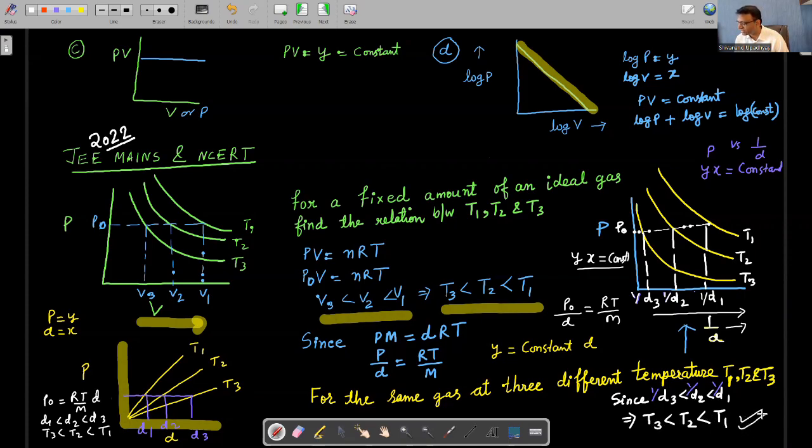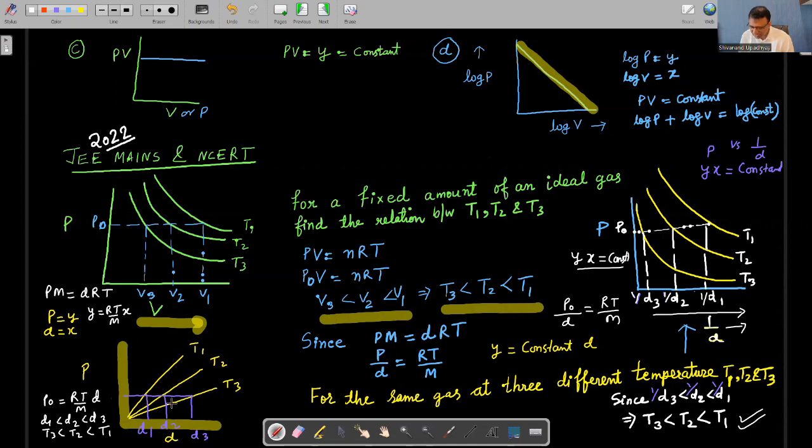So this is the answer, the relation between T1, T2 and T3. The same type of question can be framed by drawing a graph of pressure versus density. PM is equal to dRT. If pressure is Y and density is X, then RT by M is the constant, so it is a line passing through the origin.